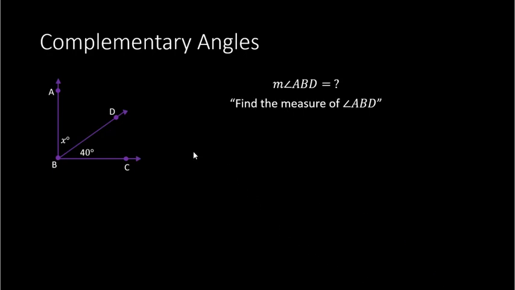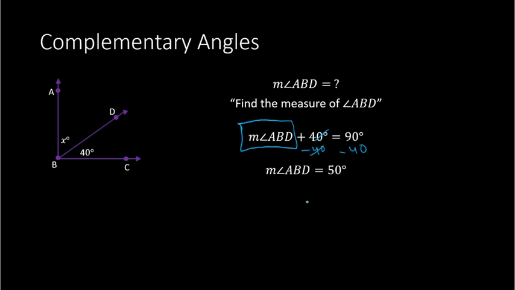To find that measure, we realize that if we add the measure of angle ABD with the measure of angle DBC, those two measures together must equal 90 degrees, because that's our definition of complementary angles. So what we have here is a little equation that we can solve. We need to get this measure by itself. That means we must remove this plus 40, moving it to the other side by doing the inverse of adding 40, which is subtracting 40. So we subtract 40 from both sides. Now we have the measure of angle ABD equals 50. So we have concluded that this unknown angle is 50 degrees.